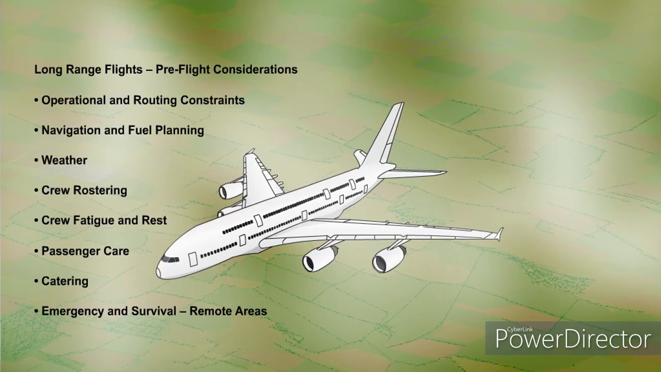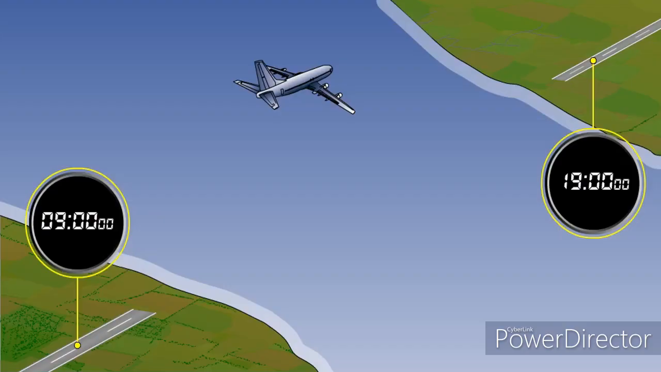Long-range flights, by their very nature, engender numerous considerations and problems of flight management, such as operational and routing constraints, navigation and fuel planning, weather, crew rostering, crew fatigue and rest, passenger care, catering, emergency and survival considerations for remote areas, and so on. The vast majority of long-haul flights are likely to be established scheduled services on frequently used routes, and so would not require administrative tasks such as individual diplomatic clearances.